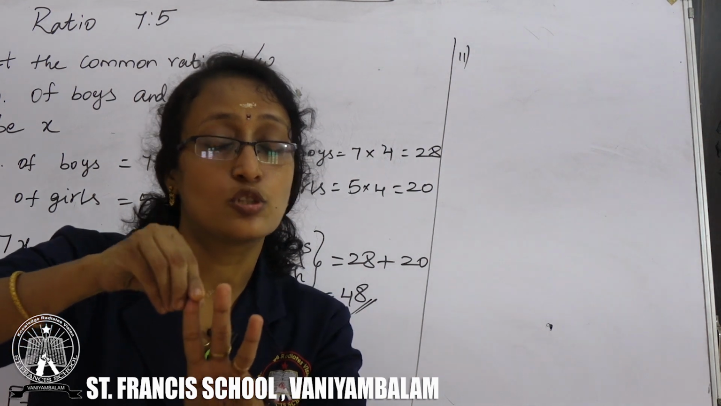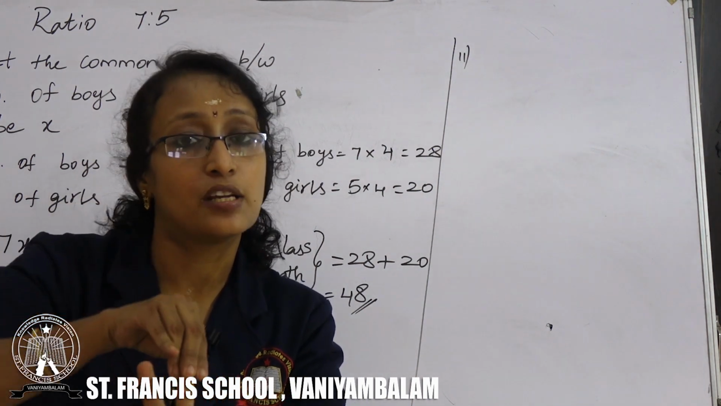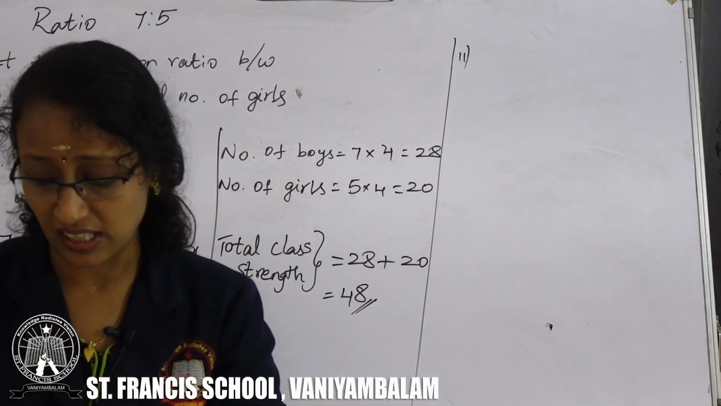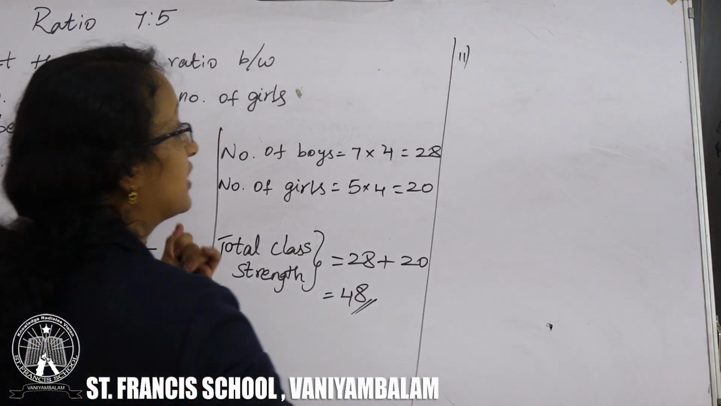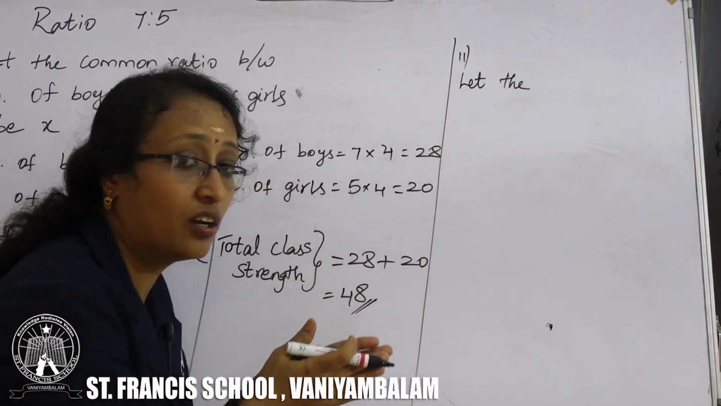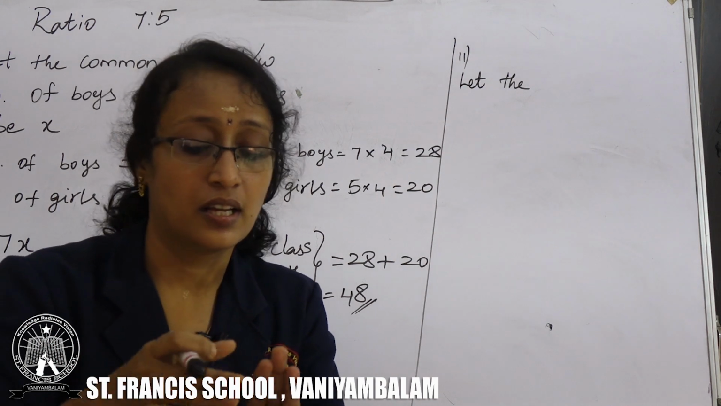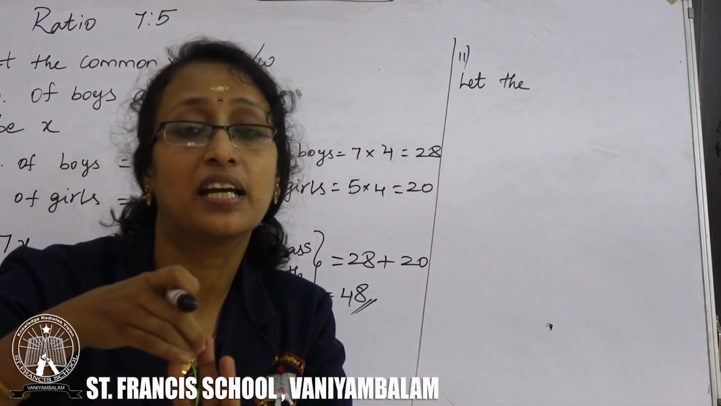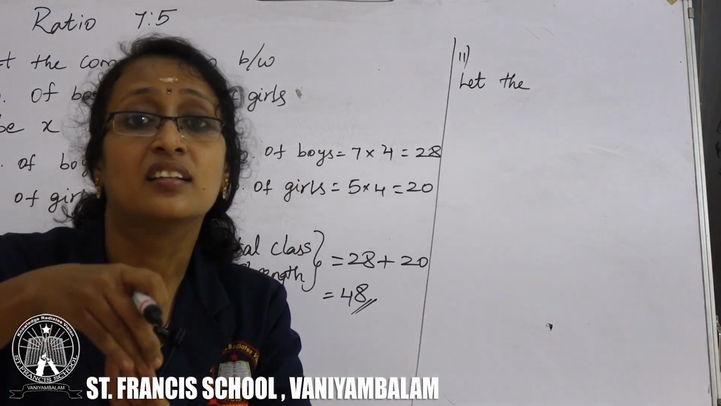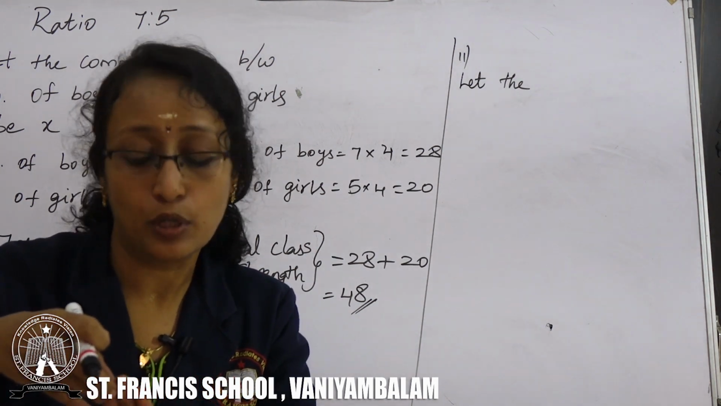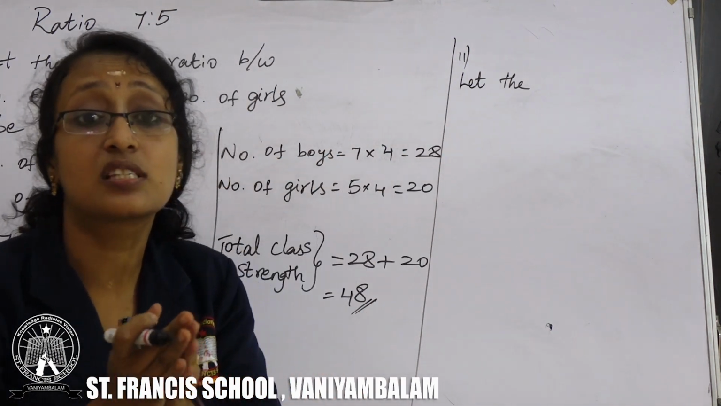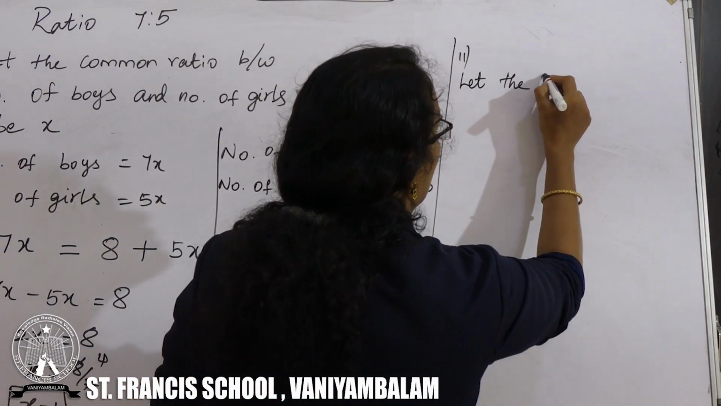First person is Baichung's father and Baichung's grandfather. And what is the condition given in the question? So let us take Baichung's father's age be x. We don't know any of the ages in this question. Three persons are there, Baichung, Baichung's father and Baichung's grandfather, and it is given the three ages add up to 135 years.